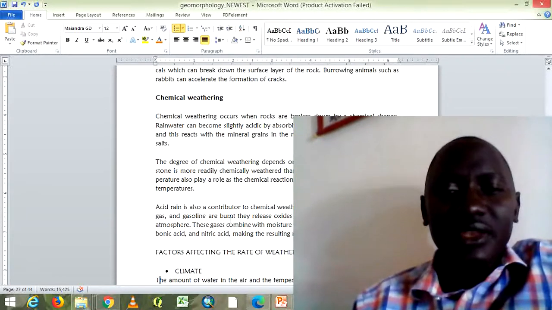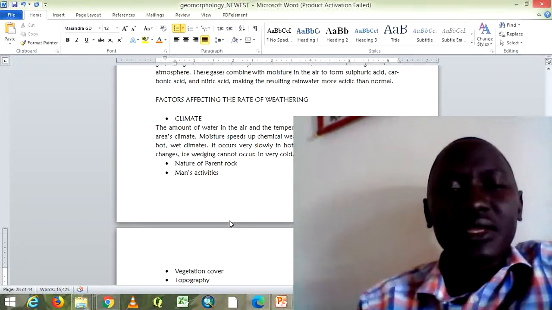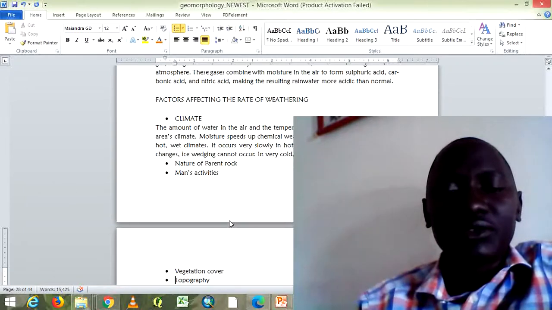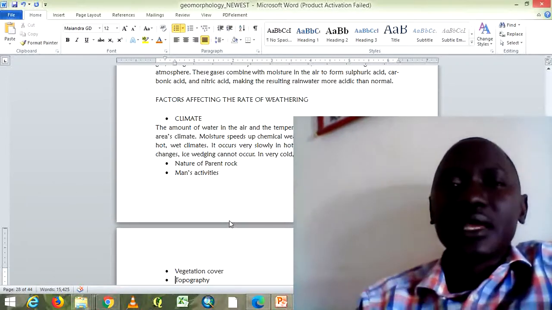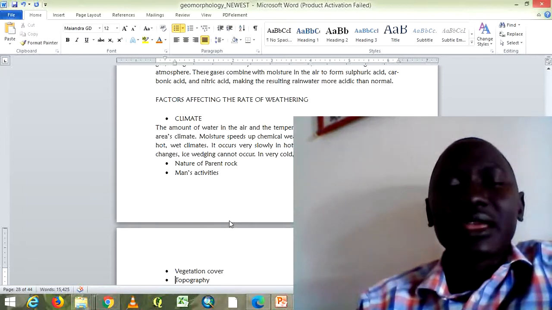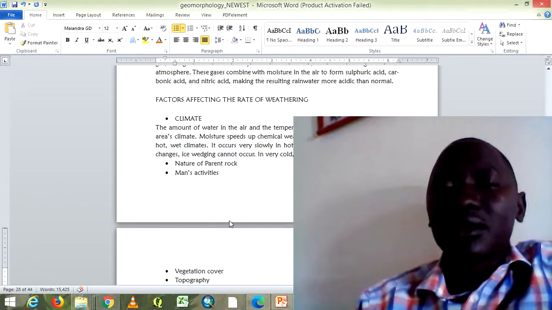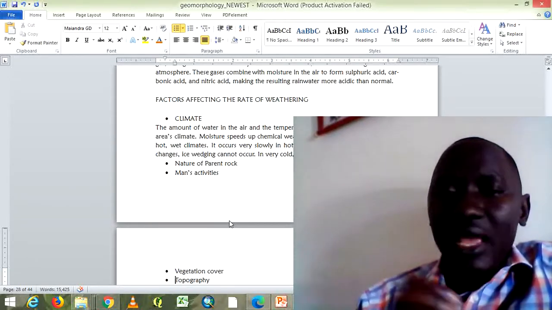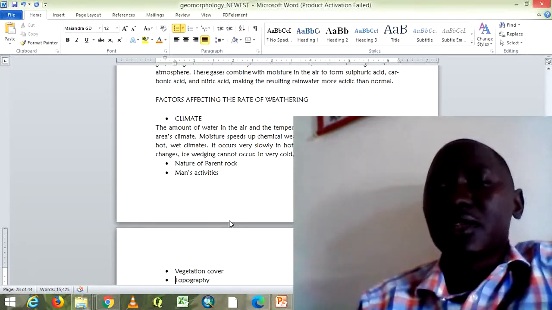Factors that affect the rate of weathering, of course, the very first one is climate, one of the most important, through its elements of weather, temperature and rainfall. Those are the two important catalysts for any chemical reaction to take place. Where there is no water or where there is no heat, a chemical reaction will not take place. But where the two exist, the rate of chemical reaction is very fast.